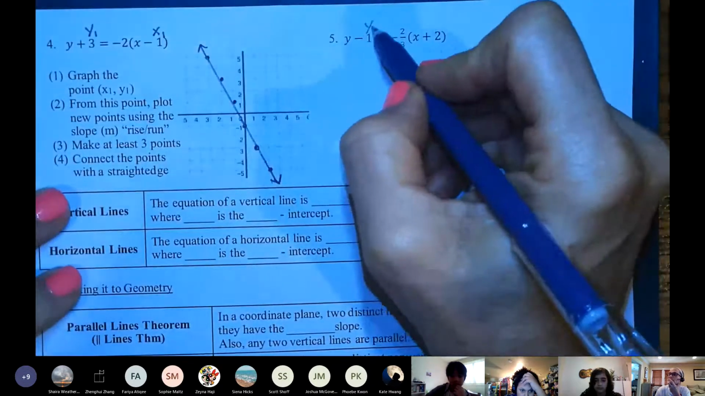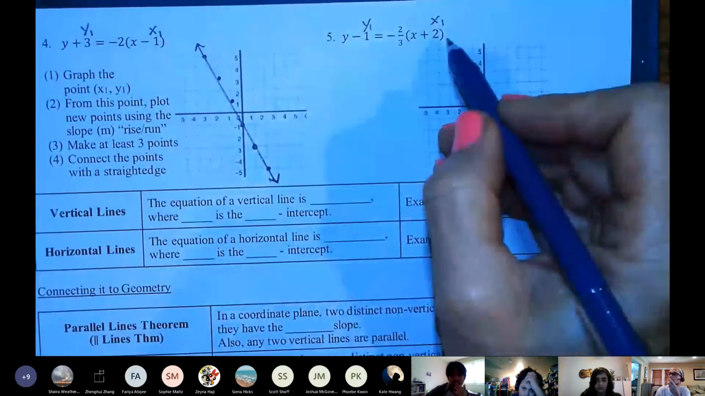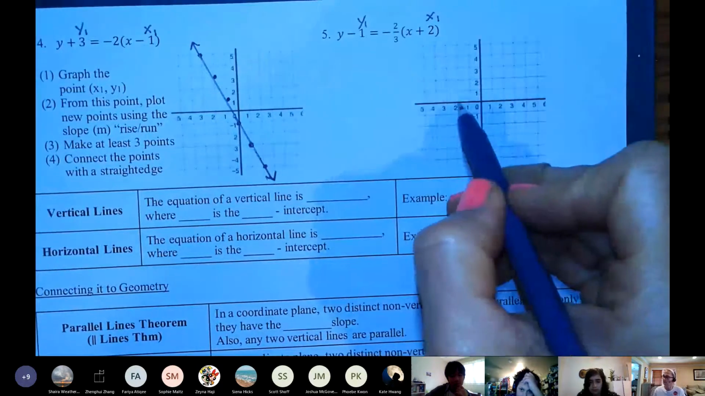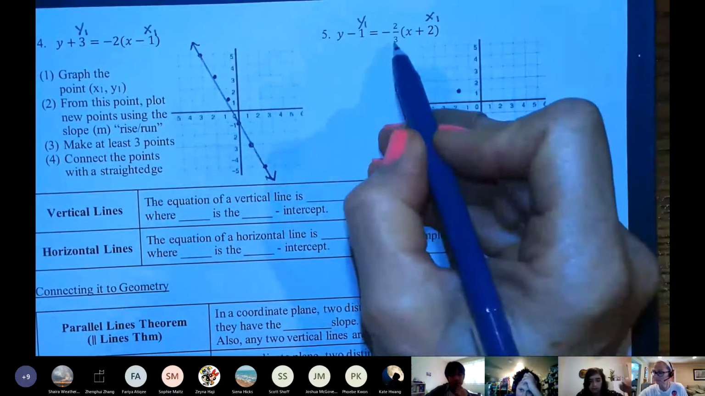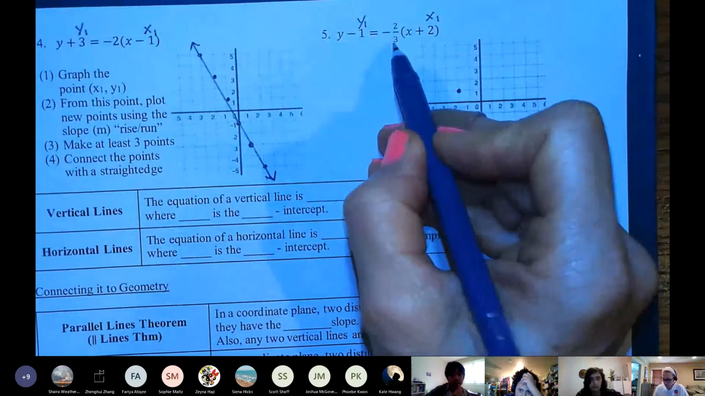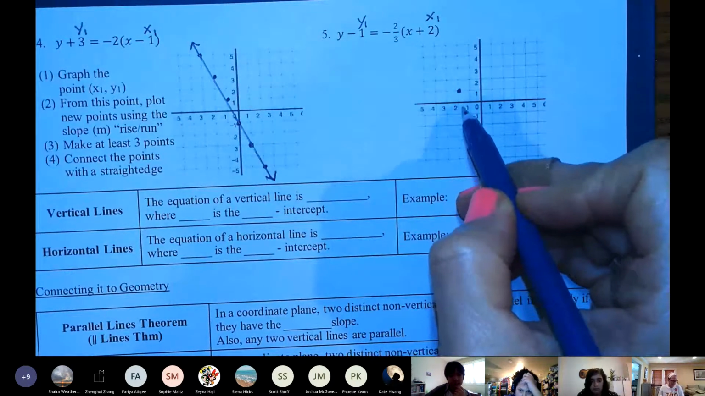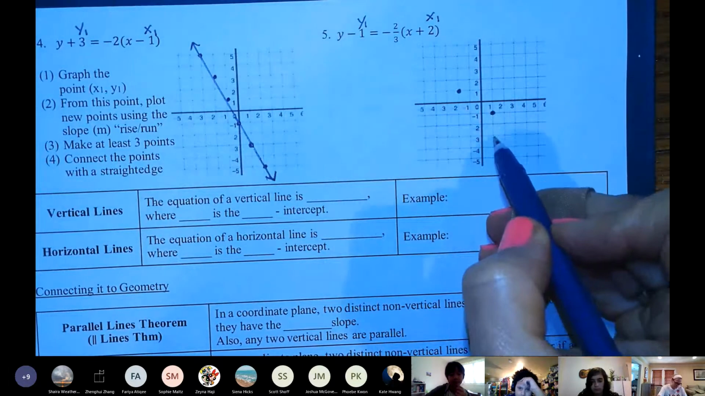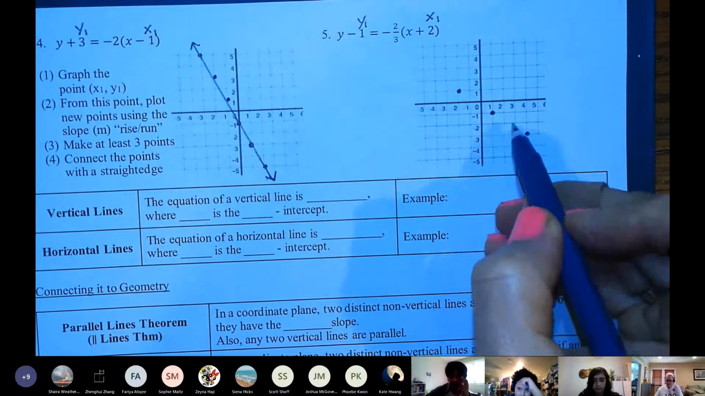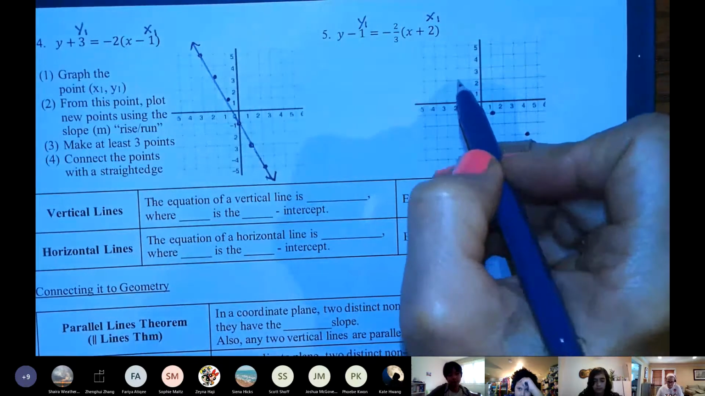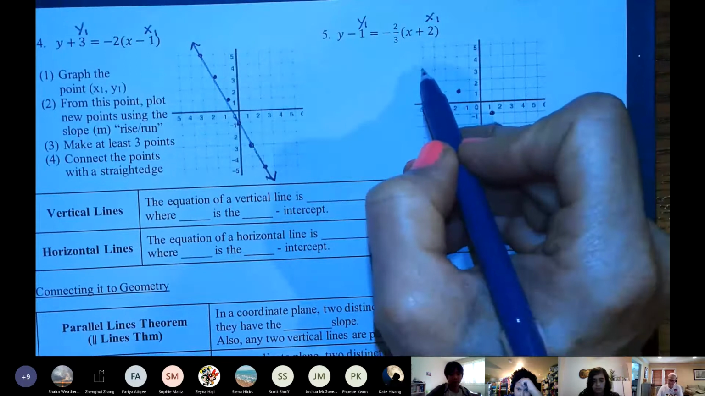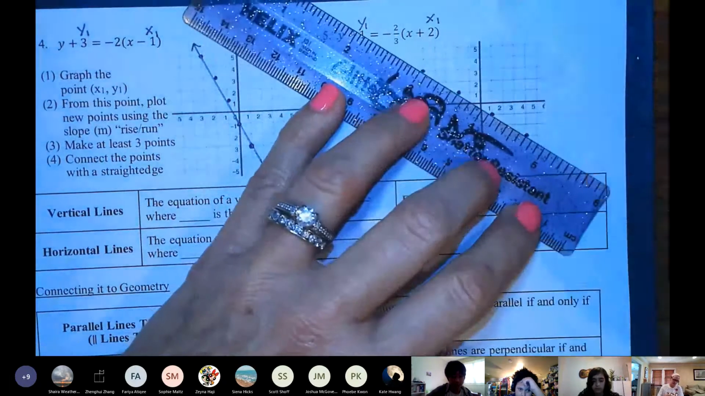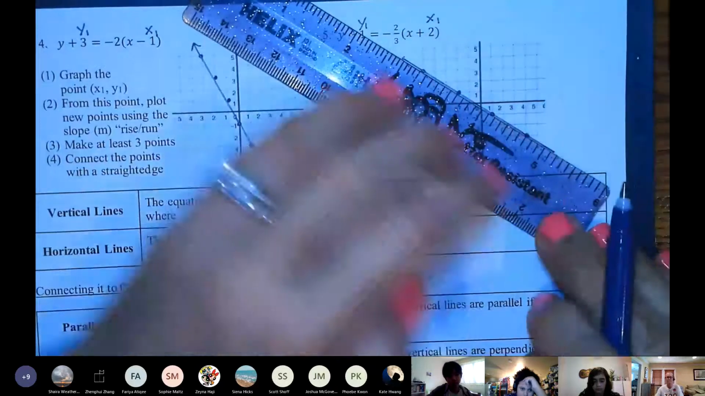Okay, so here's my y1, here's my x1. So I start at this point, and this point is (-2, +1). So (-2, +1) is right here. And then again, I'm going to use this slope, which is -2/3. So from here, down 2, 1, 2, over 3, 1, 2, 3. Down 2 over 3. Again, I could also do the opposite direction. I could go up 2, but back 3. And all of my points line up, and I connect them with a straight edge.